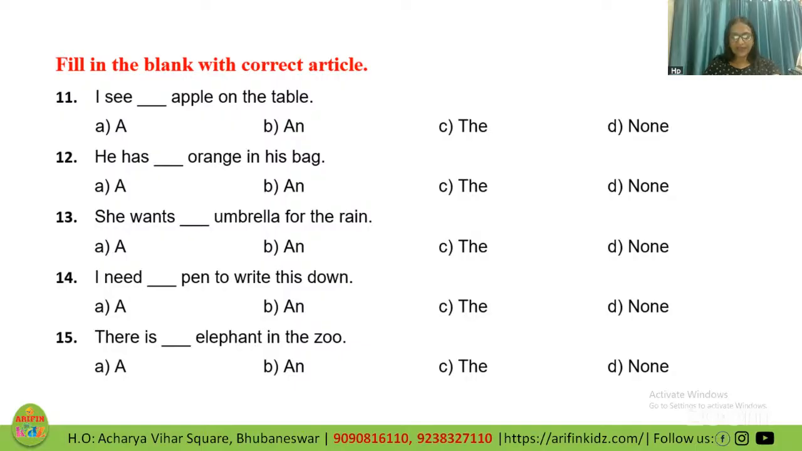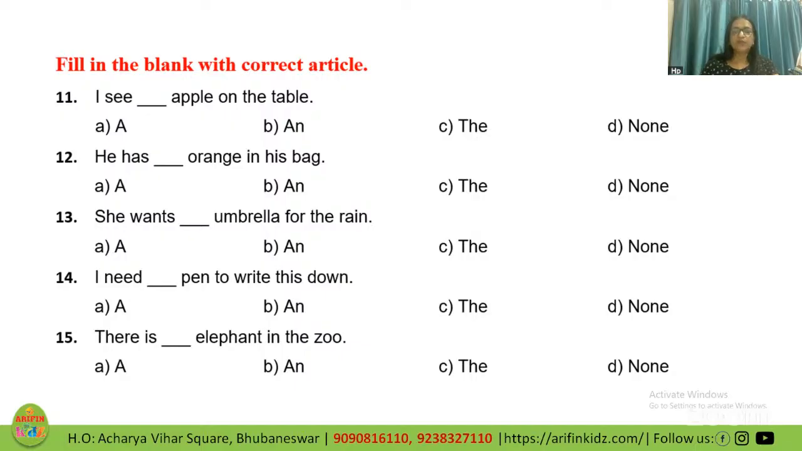Question number 13. 13B, Sivani, 13B, Munmai, okay. Yes, C wants, very good. Thank you so much. All are giving correct answer. C wants an umbrella for the rain. And U is a vowel and the vowel sound comes, so we have to write an.